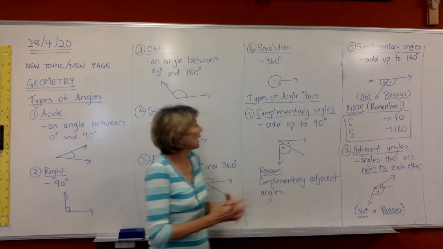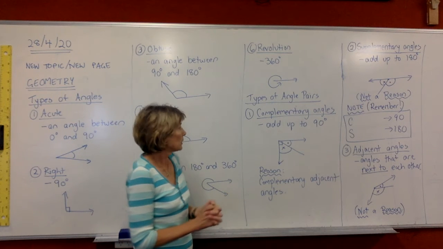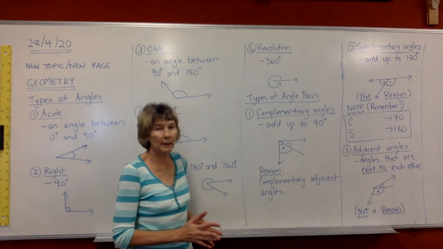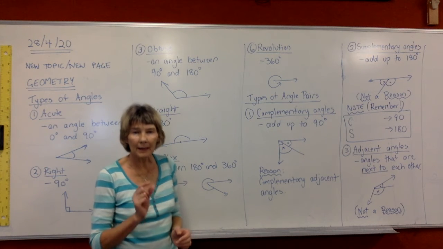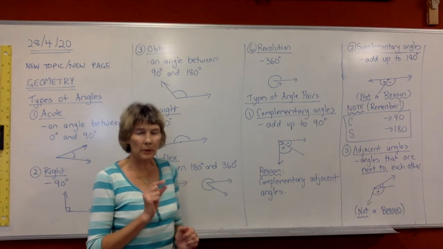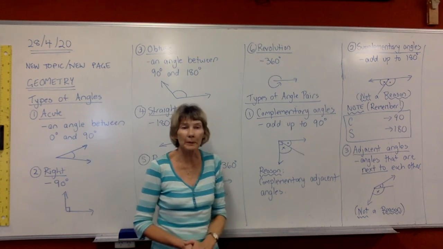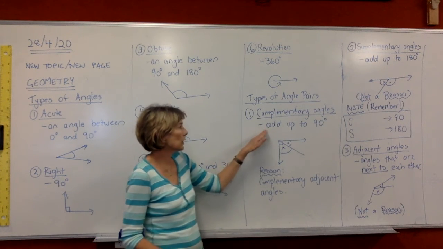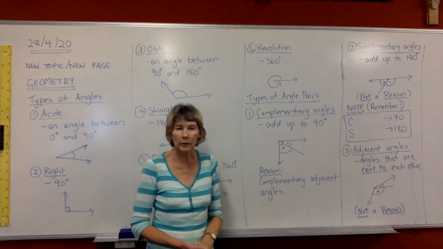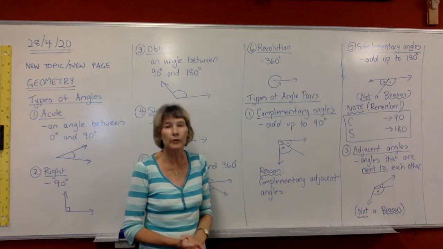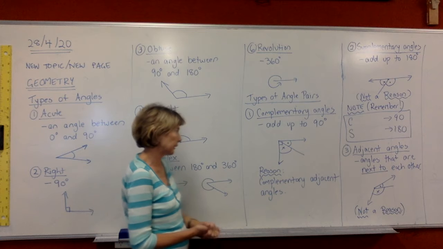Okay, so we're looking at angle pairs now. So all of this you have done before, but we're just making sure you've got all the exact things about these because there's a lot of little intricate things you've got to get right. The first one is complementary angles. Complementary means adds up to 90 degrees. The word complementary means adds up to 90 degrees.